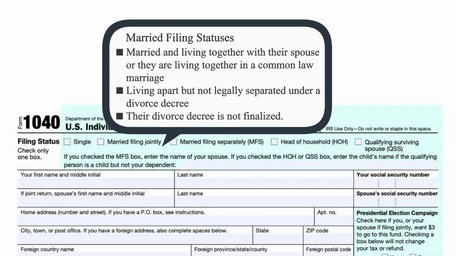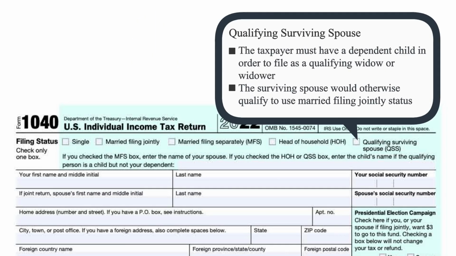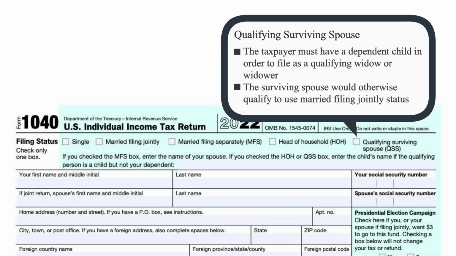Next is head of household. A taxpayer can be head of household if the taxpayer is unmarried or considered unmarried by year end and they paid more than half of the expenses for maintaining a household, or they provided more than 50% of support for a qualifying child or qualifying relative, and, except for a parent, lived with them for more than half the year. The last status is qualifying surviving spouse with a dependent child.